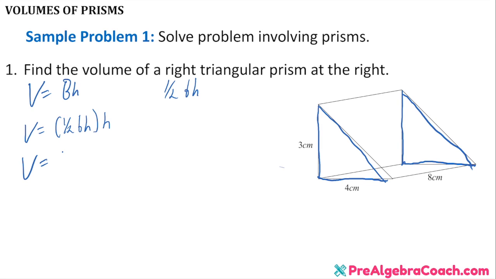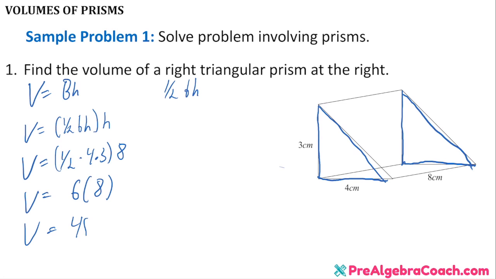So volume equals 1/2 times 4 times 3, because those are the dimensions of the triangle, and then times 8, which is the height of the prism. So volume equals 1/2 times 4, which is 2, times 3, which is 6, times 8. Our volume equals 48 centimeters cubed.